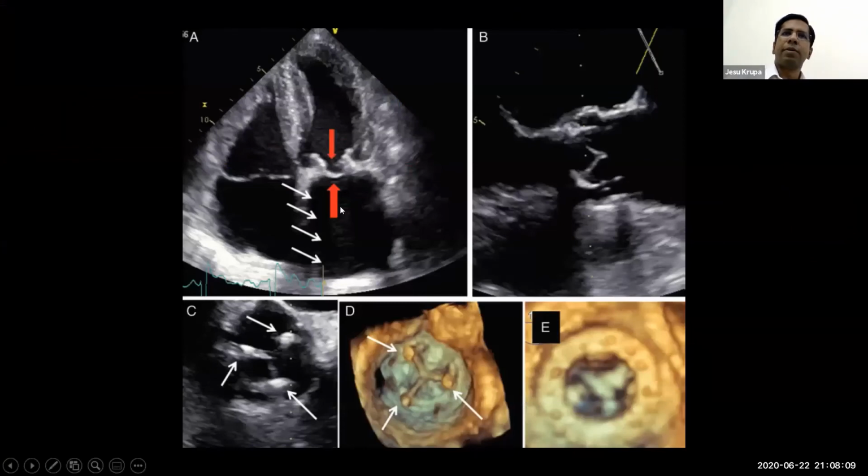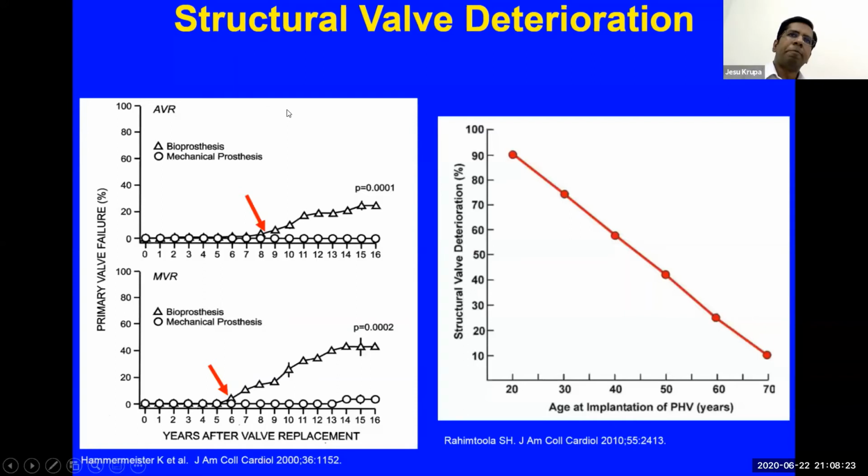This is how the valve normally would look in the mitral position, in the aortic position, and these are the different images that are seen. This is in 3D, and this is in the short axis view. So this patient most likely would have a structural valve deterioration. He has got regurgitation also. We don't see any obvious mass or anything like that.